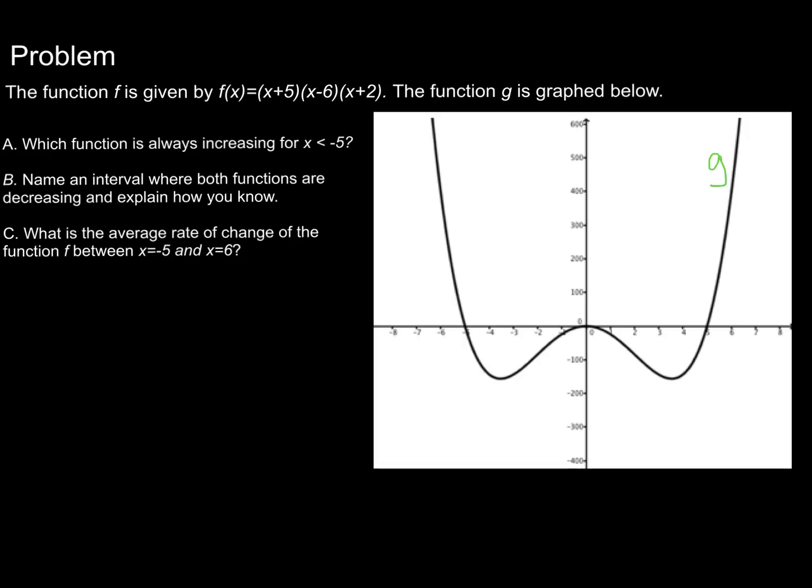And then part C, what is the average rate of change of the function f between x equals -5 and x equals 6? So take that key point we just talked about and use it to your advantage, right? How can you put these functions into representations that will be really helpful? And then go ahead and answer parts A, B, and C so that you're ready to discuss them tomorrow.